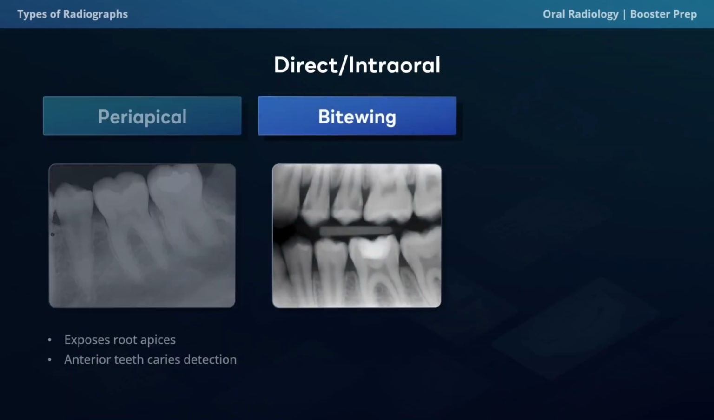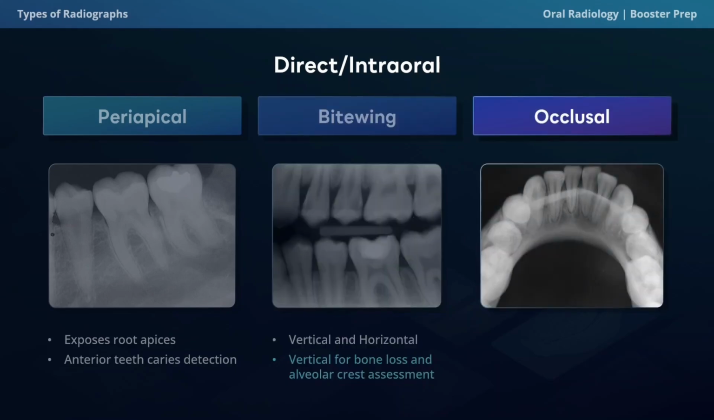Next, we have the bite wing, which can be taken either vertically or horizontally, and unlike the periapical, this one doesn't show the root tips. The vertical bite wing is especially useful when we're looking at bone loss and alveolar crest assessment, especially for implants or for crowns, anything like that.